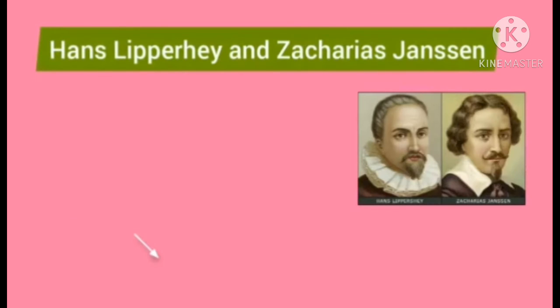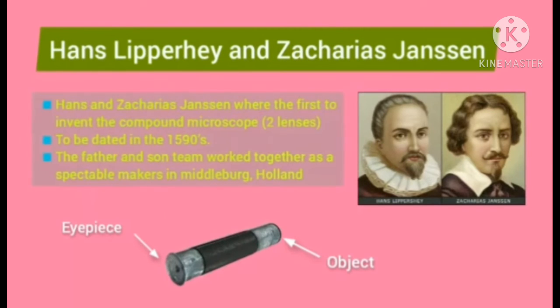Hans Lippershey and Zacharias Janssen. Hans and Zacharias Janssen were the first to invent the compound microscope, with two lenses, dated to the 1590s. The father and son team worked together as spectacle makers in Middelburg, Holland.